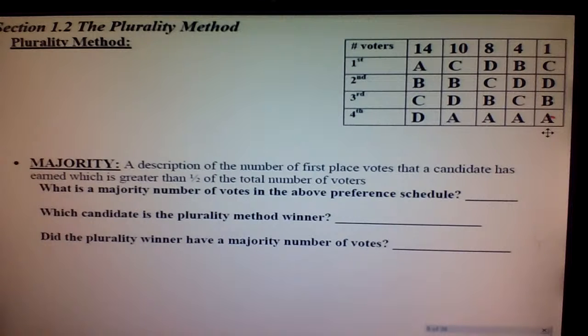Okay, I heard A. Why? 14. They got 14 first place votes. Guess what? You just did this method and I didn't even tell you how to do it. Okay, so your first method is called the plurality method. And this is your popular candidate.